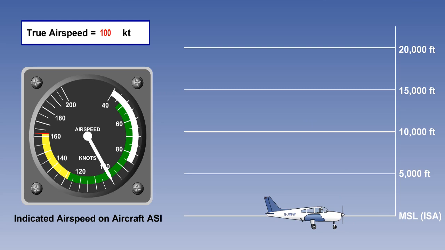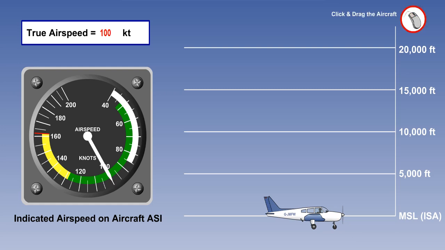Let us look now at the matter of calibrating the ASI. Although we can say that dynamic pressure is proportional to speed, the formula dynamic pressure equals a half rho v squared shows us that dynamic pressure is also proportional to the air density. The density of air changes with temperature and pressure, and will therefore vary with altitude.